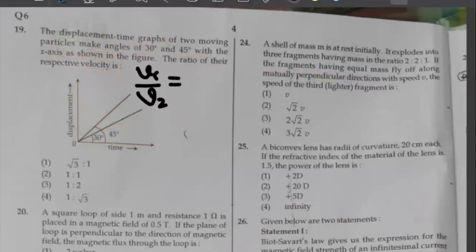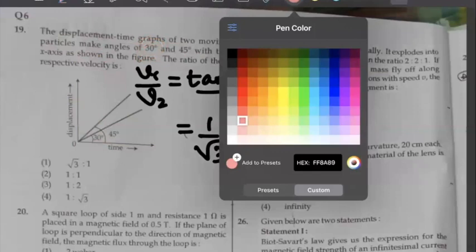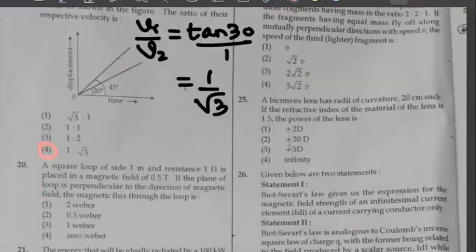So who is 1 and who is 2? Let's take the 30-degree one as the first one. So tan 30 and tan 45 is 1. Tan 30 is nothing but 1 by root 3. So that is matching with this one.